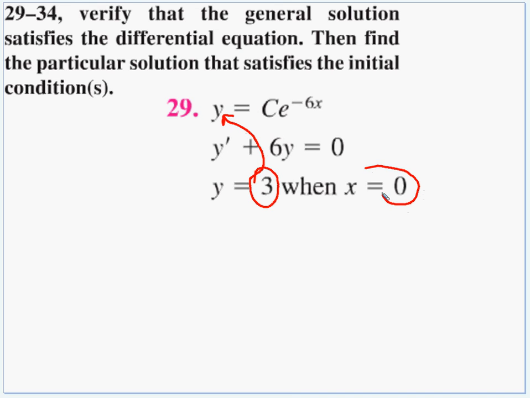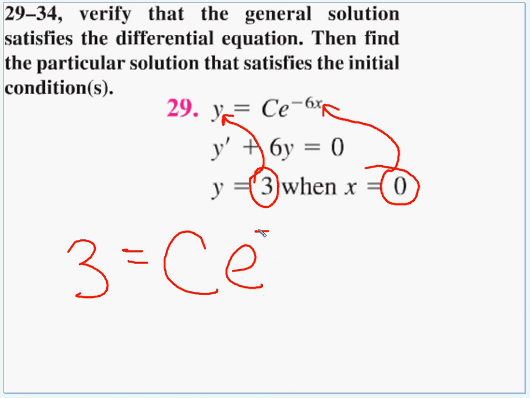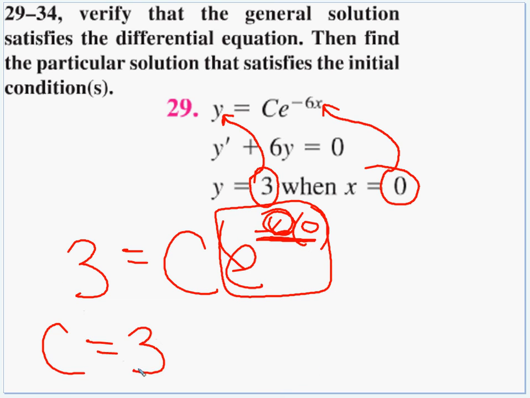X is equal to 0. So that 0 is going to jump in right there. So let's see what we got. 3 is equal to c e to the negative 6 times 0. Negative 6 times 0 is 0, so this becomes e to the 0. Anything to the 0 power is equal to 1. So all of this just turns into a 1. 1 times c is equal to 3, so c is equal to 3.